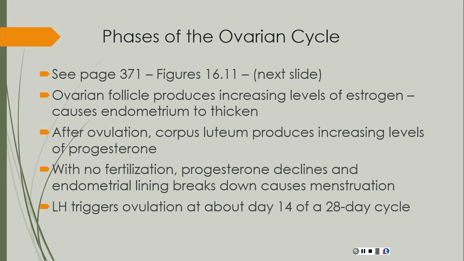After ovulation, when that egg cell is released, that corpus luteum produces increasing levels of progesterone. And with no fertilization, the progesterone declines and the endometrial lining breaks down because there's no fertilization. Don't need to build up that tissue inside the uterus, so it's sloughed off during monthly menstruation. The luteinizing hormone triggers ovulation typically at about day 14 of a typical woman's menstrual cycle of a 28-day cycle.